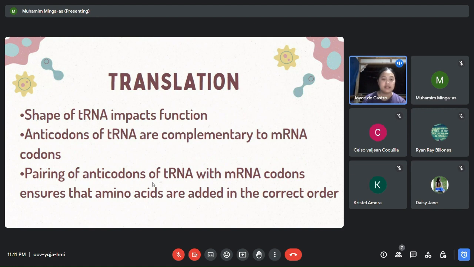So in translation, the shape of tRNA impacts function. Anticodons of tRNA are complementary to mRNA codons. Pairing of tRNA anticodons with mRNA codons ensures that amino acids are added in the correct order.